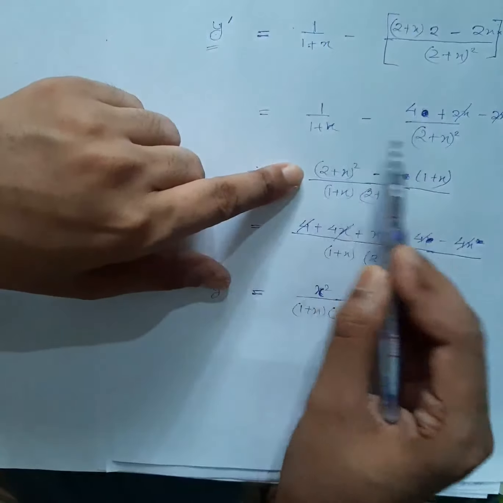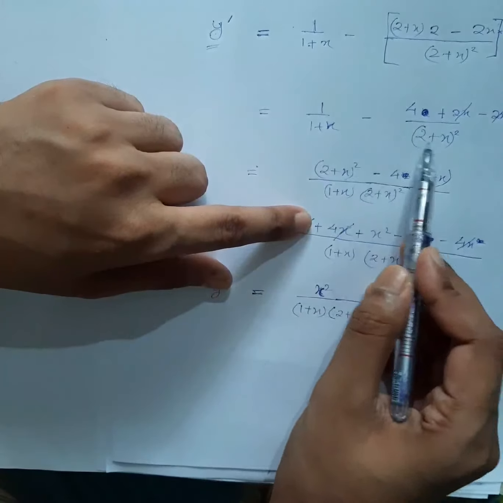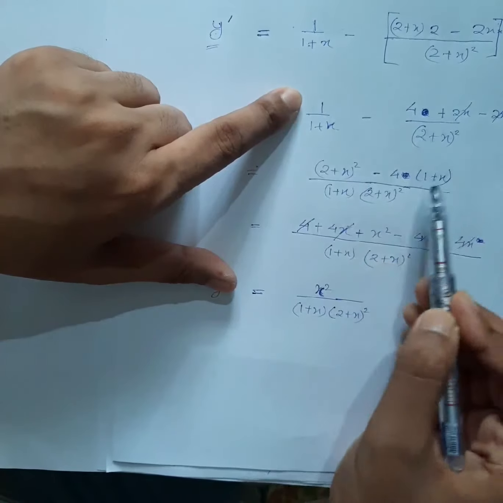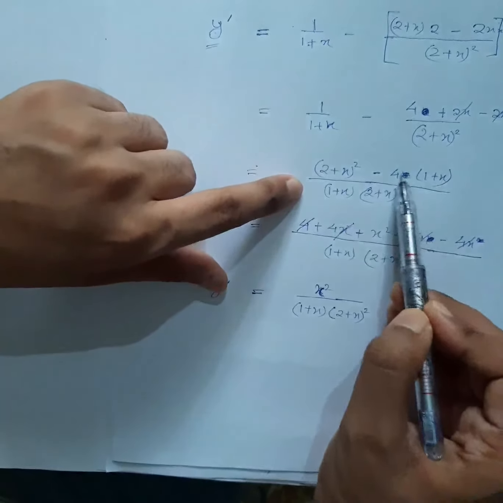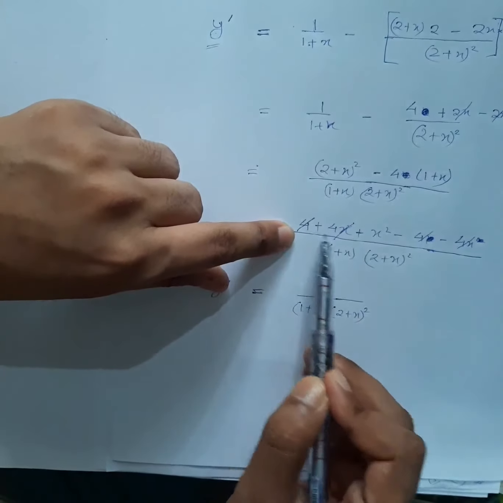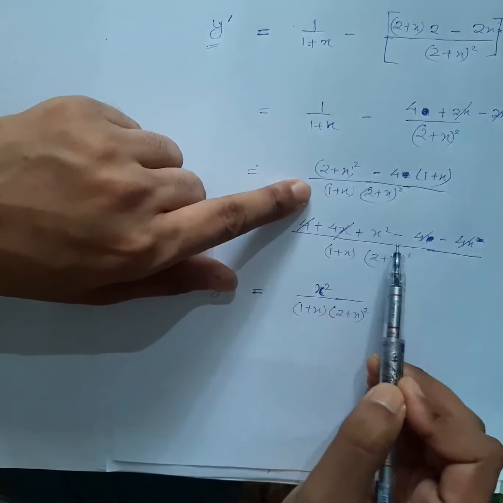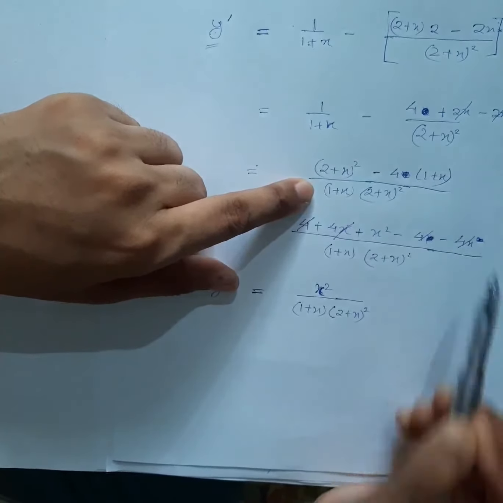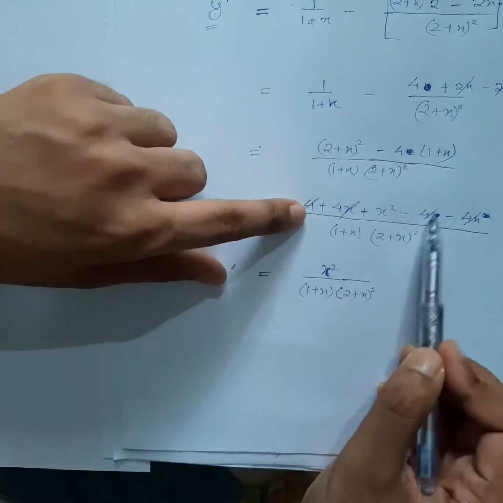Here we have to take the LCM. I have taken the LCM, you can see. So (2 + x) whole square minus 4 into (1 + x), which gets multiplied with this. If I expand this, using the (a + b) whole square form, I get 4 + 4x + x² − 4 − 4x. So the 4x cancels, the 4 cancels, and only x² is left.